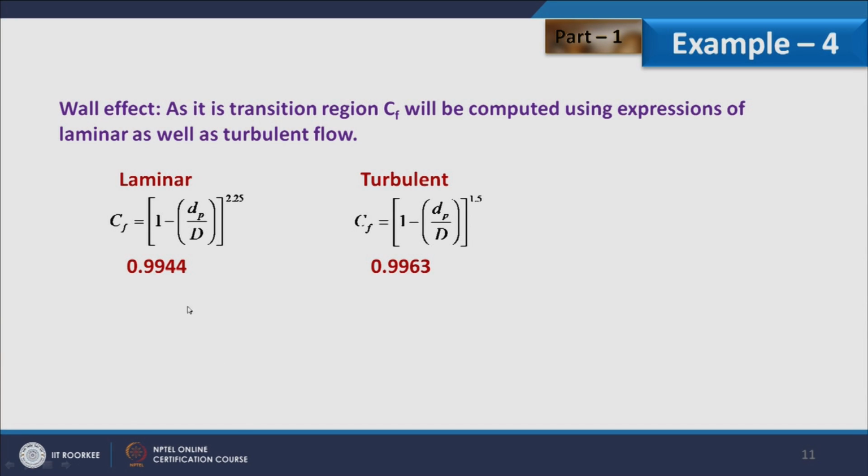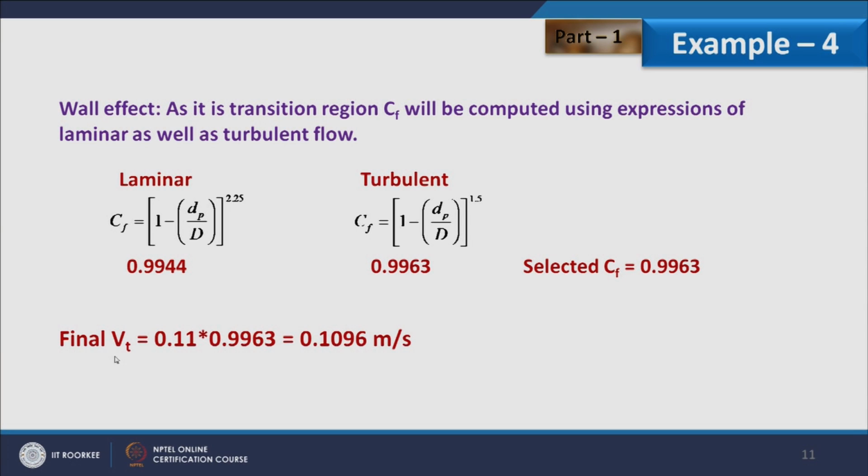So we will calculate CF using both expressions, and this value we are getting for laminar flow and this is for turbulent flow. Among these we will select the larger value, which is 0.9963. Considering this factor CF in the terminal settling velocity, which we have found in the last slide, we can calculate the final terminal settling velocity, which is coming out as 0.1096 meter per second. So, that is the part 1 of this.